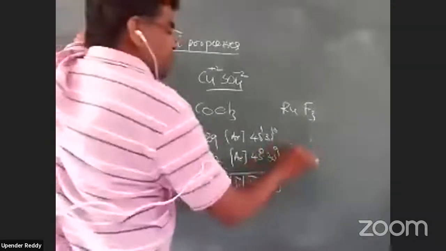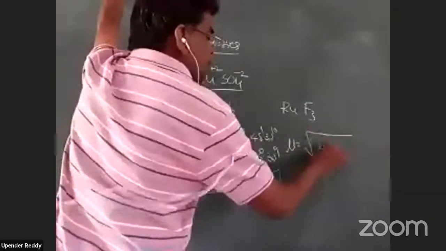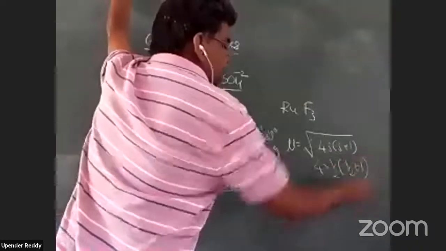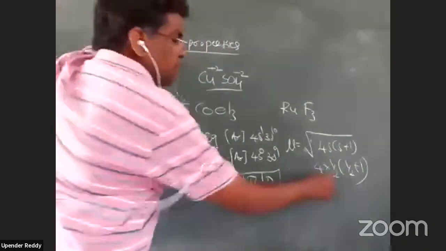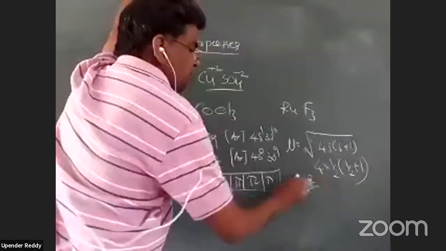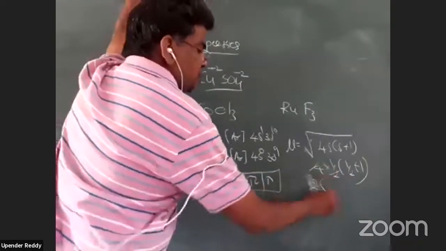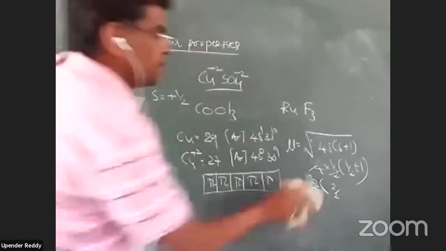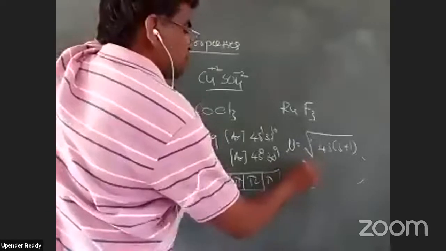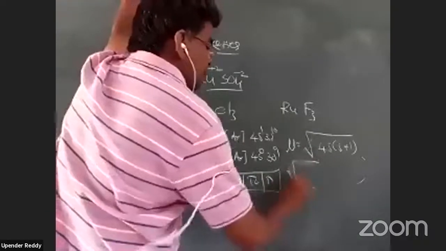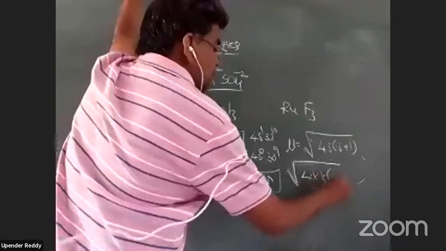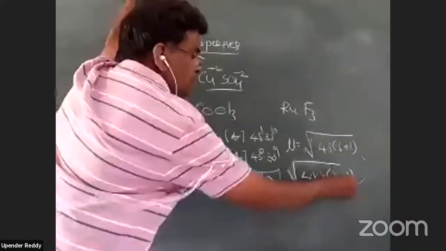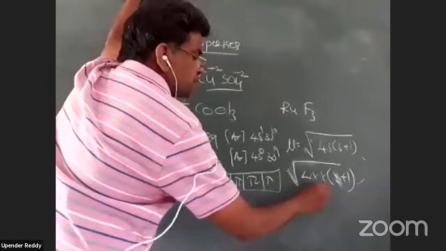Okay. Now what is the formula? Mu is equal to root of 4s into (s+1). S is equal to half. 4 into half plus 1. What happens? 2 into 4, 8. 8 by 2 means 4. Again calculate: 4 into half, into half plus 1. Tell me, how much is it? 2 into half, 2 by 2, 4.